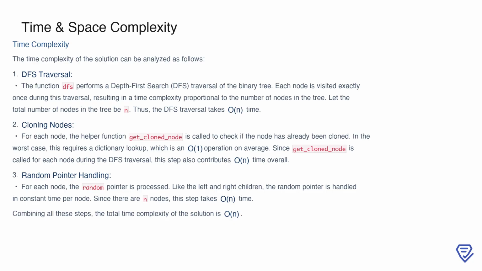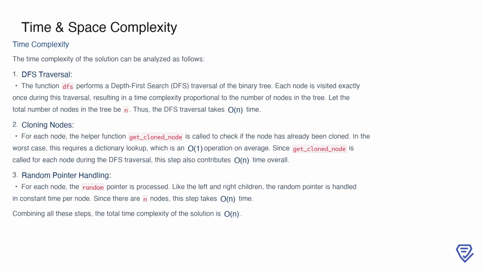To analyze the time complexity of our solution, we start with the depth-first search traversal. The DFS function visits each node exactly once, meaning the traversal is proportional to the total number of nodes in the tree, denoted as n. This gives us a time complexity of O(n) for the traversal.